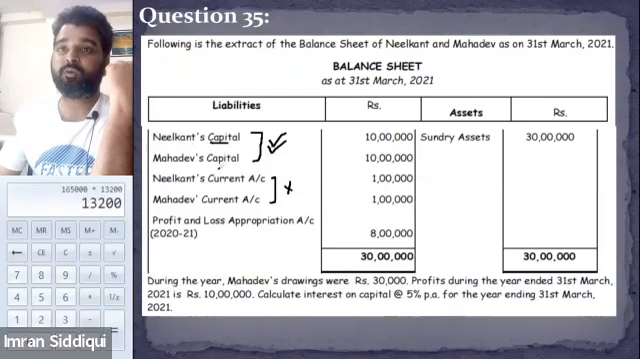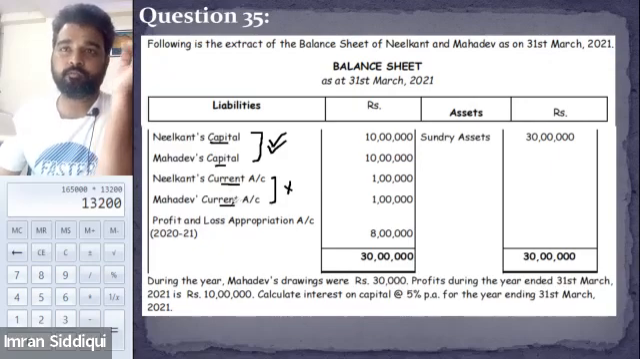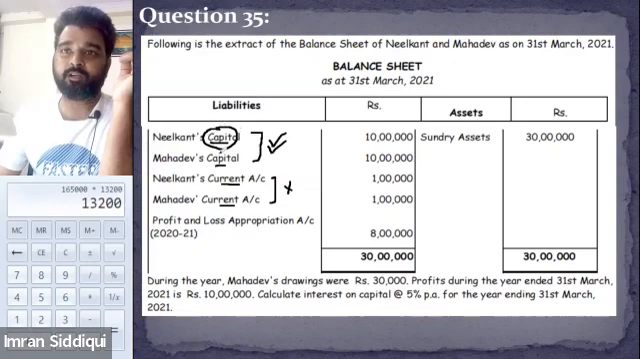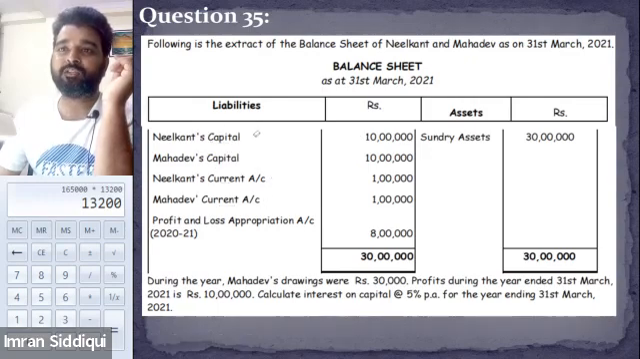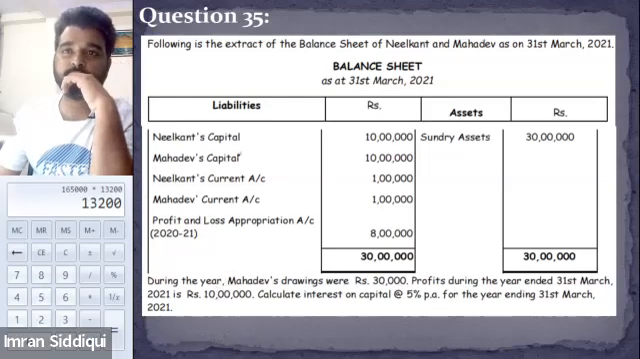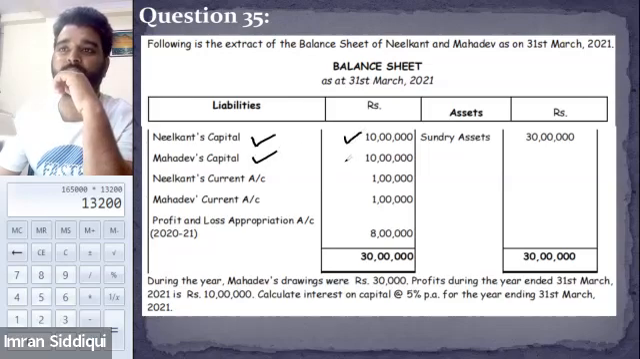whenever the capital account and the current account balances are given, we will always presume that the closing capital balance of the partner and the opening capital balance of the partner must remain the same. Tell me, in the balance sheet, whether the closing capital balance is given or the opening capital balance is given. In the balance sheet, the closing capital balance of Nilkant and Mahadev is given. Is this the closing capital or the opening capital? Tell me.